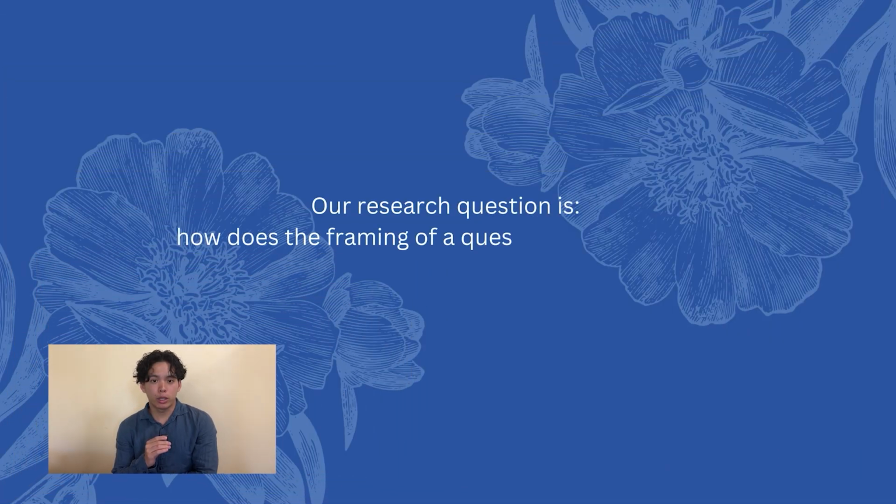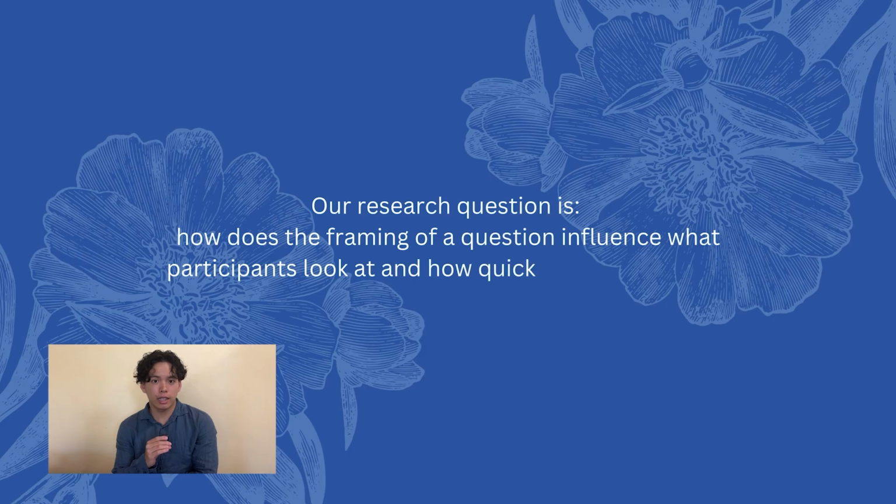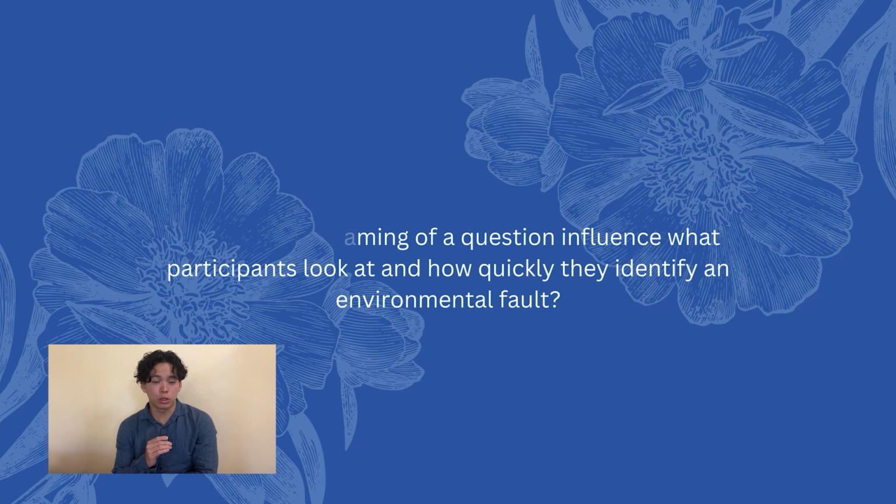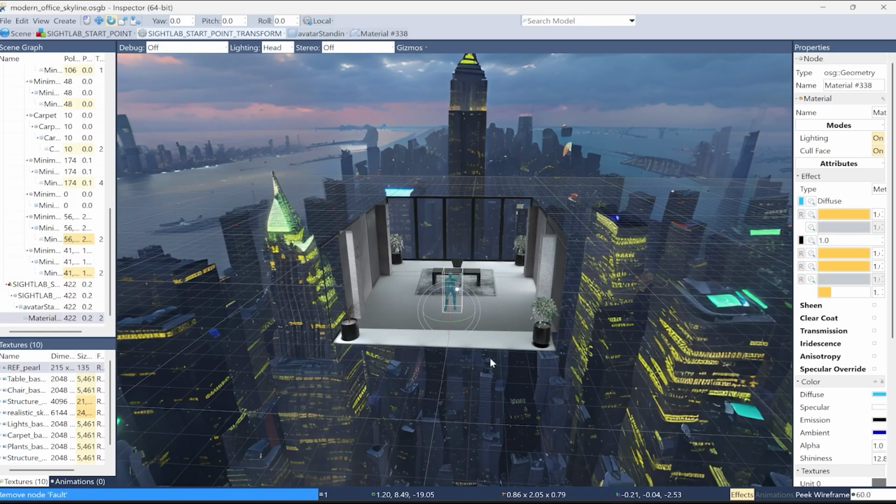Now, to keep our experiment simple, let's work with our environment to create a simple hypothesis. Our research question is, how does the framing of a question influence what participants look at and how quickly they identify an environmental fault? We'll test this by giving different groups of participants different instructions. So, let's take a look around this environment. Notice we have a plant positioned at each corner of the room. This plant, however, is bare, which will be our environmental fault.